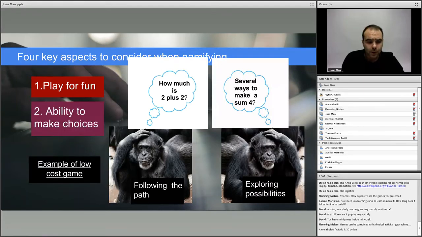The second concept I want to talk about is the ability to make choices. I personally prefer games in which there are many ways to reach the final goal over those which require a set sequence of tasks to be completed. This way, my students can choose and make mistakes between different options, which I believe encourages a more divergent way of thinking while playing. For example, a question such as, how much is 2 plus 2? Could be asked in a broader way, such as, tell me several ways to make a sum of 4. The second option allows more scope for creative thinking. Now, let's see an example of how to implement this concept in a game.